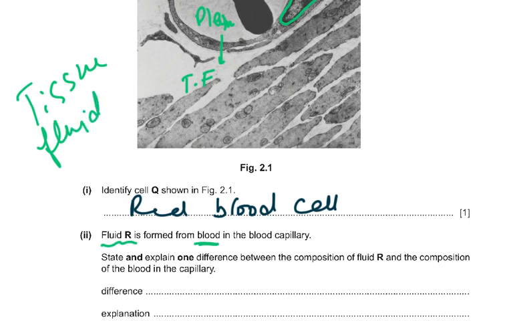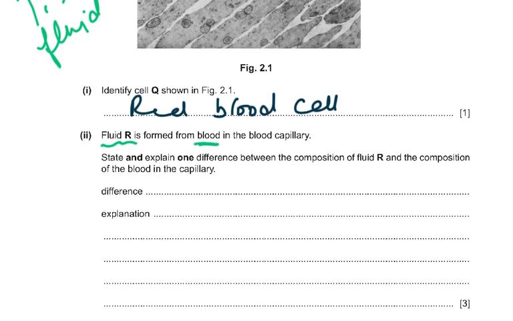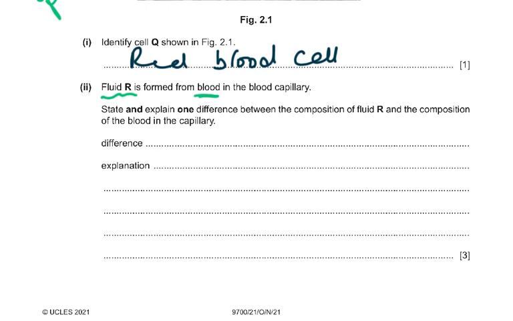So fluid R is formed from blood in the blood capillary. State and explain one difference between the composition of fluid R and the composition of the blood. So basically, what are they asking you? They're asking you the difference between plasma and tissue fluid. Because as soon as that liquid was inside the capillary, it was called the plasma. And as soon as it's come out, that same fluid is called tissue fluid.